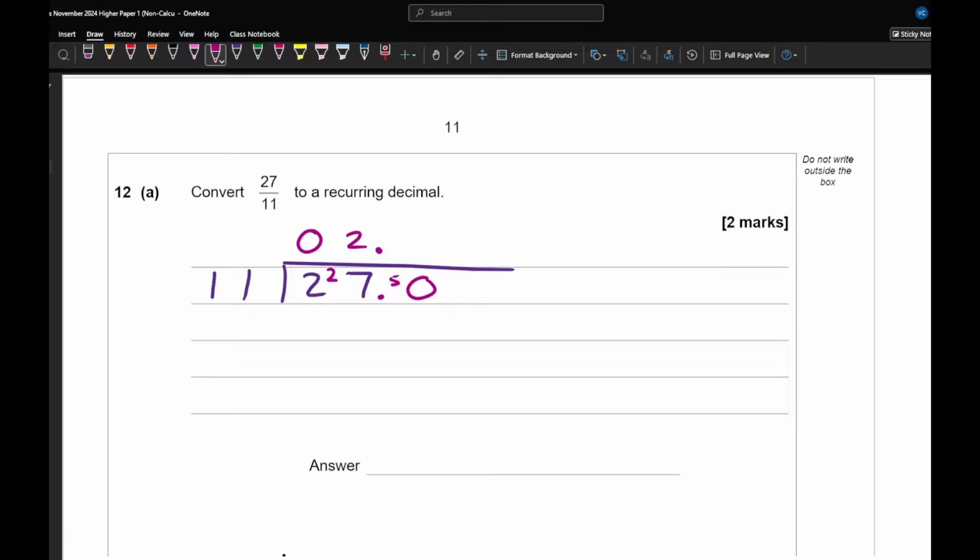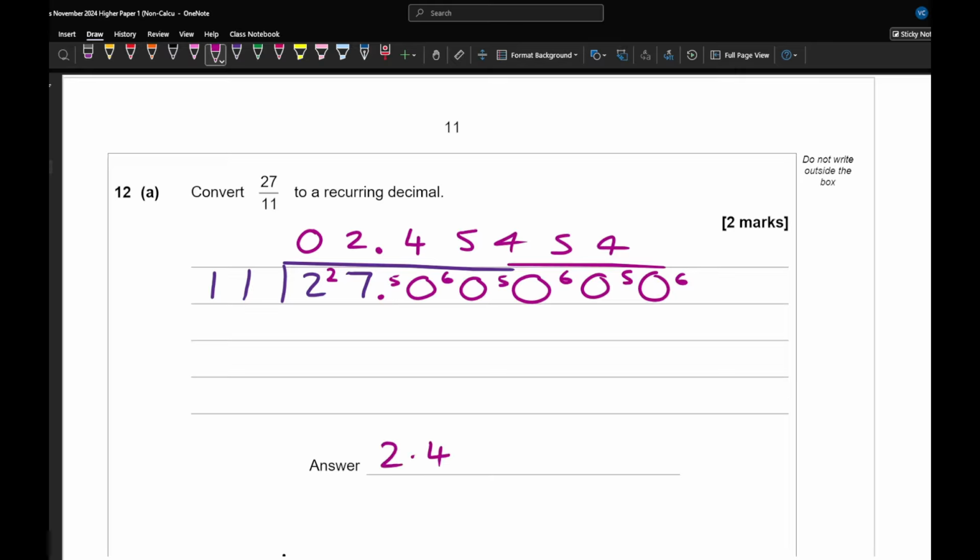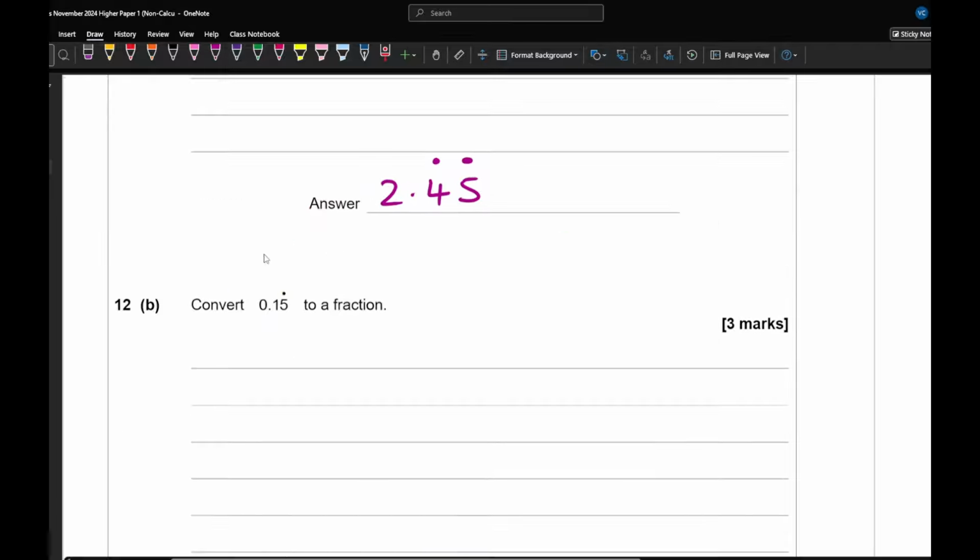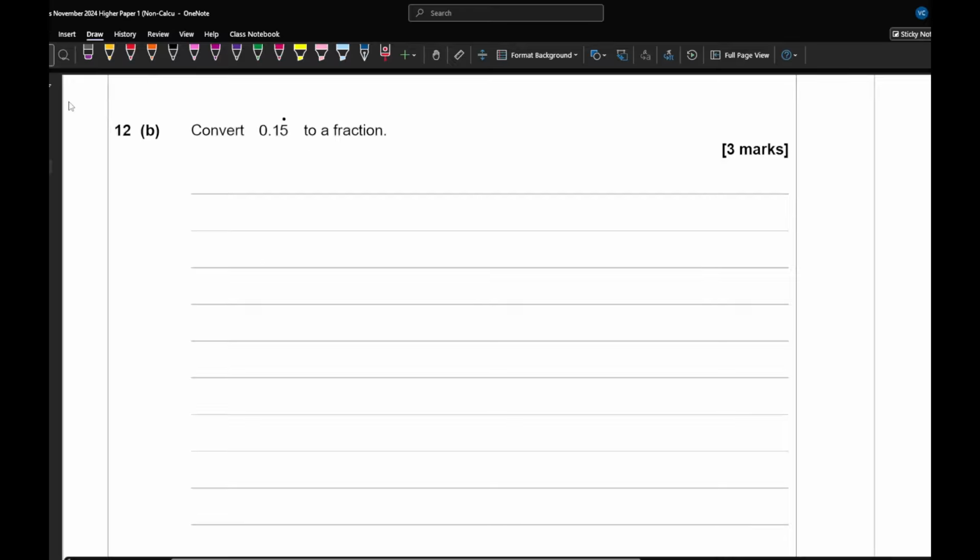And then how many 11s go into 50? Well, that's going to be 4, remainder 6. How many 11s go into 60? That's going to be 5, remainder 5. And again, you can see that this is just going to keep repeating in terms of the remainders that I have, in which what's going to happen is I'm just going to keep getting that pattern of 4, 5, giving me an answer of a recurring decimal of 2.45 recurring.